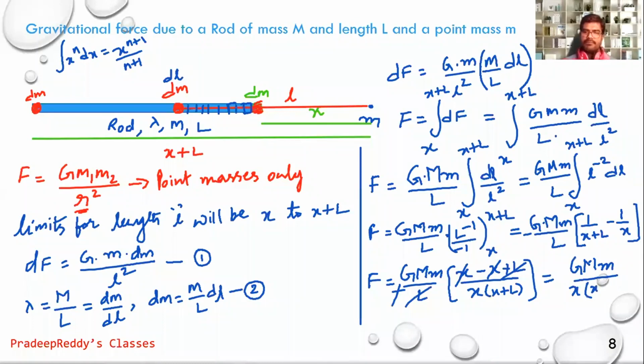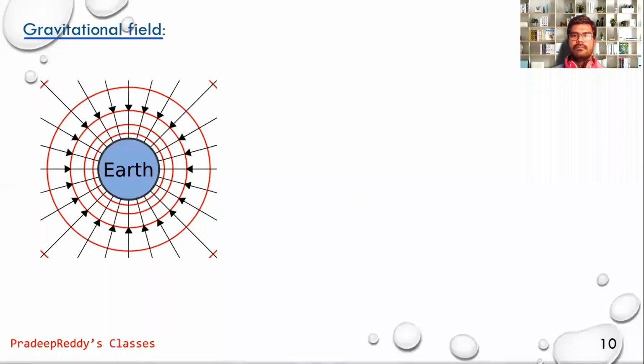This is the equation for gravitational force acting between two masses. One is an extended mass and the other one is a point mass. For any extended mass, you should use the same procedure and you should calculate the gravitational force. So the first concept of the gravitation chapter is gravitational force. Gravitational force acts between two masses irrespective of their size and shape.